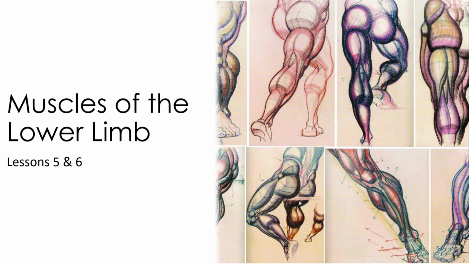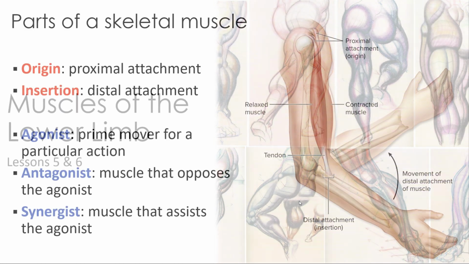In this video, I'm going to give you an overview of the muscles that you're going to find described in lessons 5 and 6 of your lab manual. Muscles of the hip and thigh, and then of the leg and foot, respectively. The previous lesson in your lab manual gives you a little bit of an introduction to skeletal muscles, and so I just want to review a few of those key components before we move on to the muscles themselves.